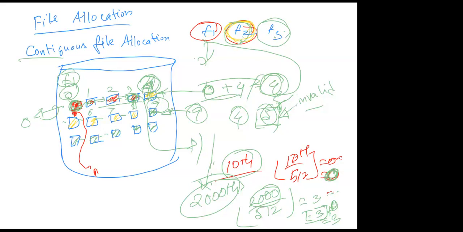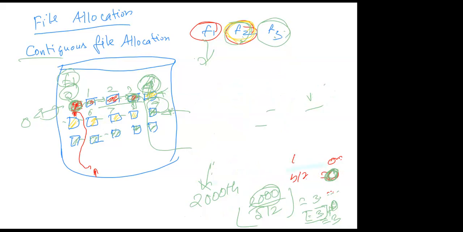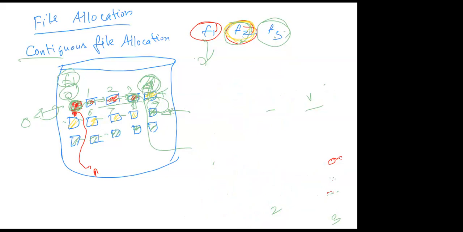Now let's see what the disadvantages of the contiguous file allocation method are. So far we have written the advantages of this allocation, and now let's see the disadvantages for this type of allocation. The first disadvantage is the size declaration problem. Size declaration problem.